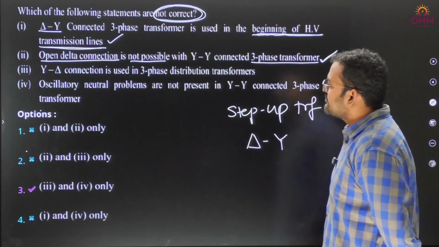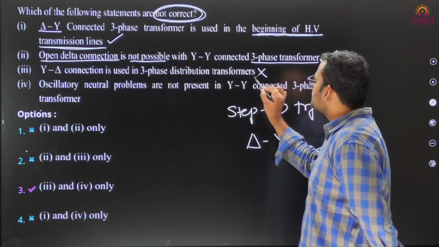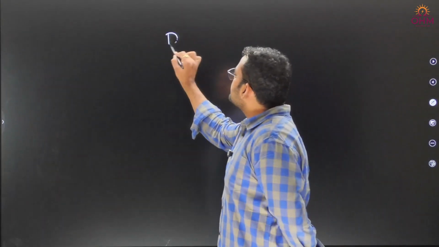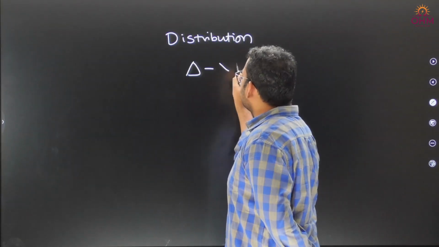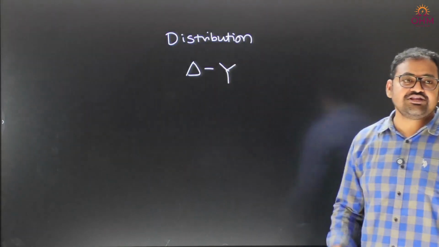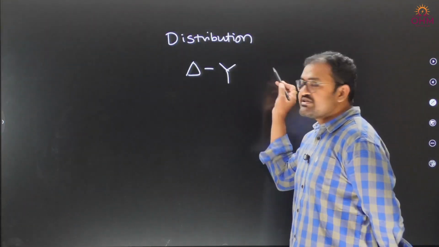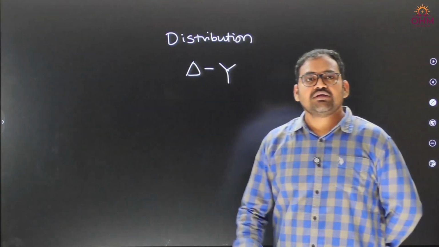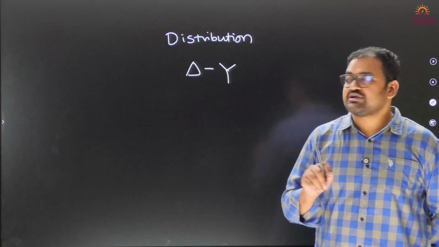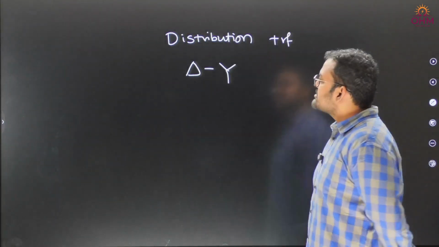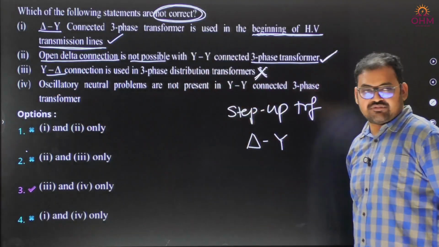Next one. Star delta connection is used in 3-phase distribution transformers. Yes, this is a wrong statement. Why? Because distribution transformers are always delta star type, guys. Because in load distribution, 3-phase load will be available, single phase load will also be available. Therefore, you definitely need a star connection on the secondary side, then only 3-phase load and single phase load can be fitted at the same time. Distribution transformer must be a delta star transformer, but here they said star delta, that's why the third statement is wrong.